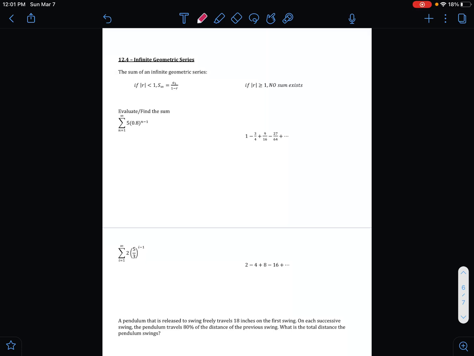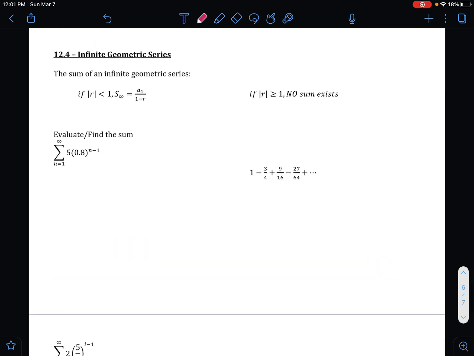Welcome to 12.4. Today we're going to talk about infinite geometric series. So up until this point, we've done a lot of work with finite series or sequences that you can count and find an actual sum. But today we're going to look at the infinite, so the never-ending geometric series. Infinite means never-ending, and geometric means we're multiplying or having a common ratio every time.